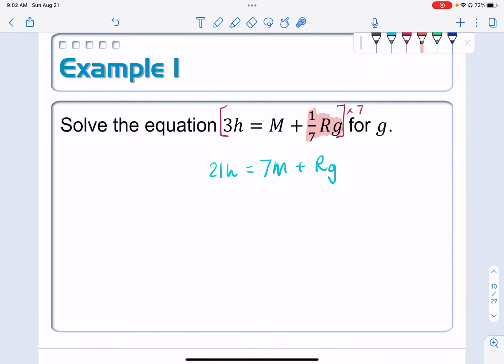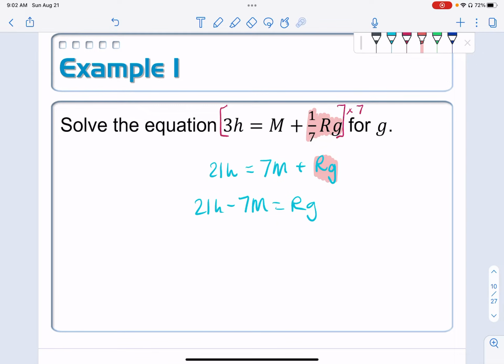Okay, so now, once again, I have to isolate this term first before I can get G by itself. So don't go divide everything by R just yet. Let's get rid of the 7M first. The 7M currently is being added to the RG. So to get rid of it, I'm going to subtract it to the other side. On the right side, it's positive. On the left side, when I subtract it, it's going to be negative. I have 21h minus 7M is equal to RG.